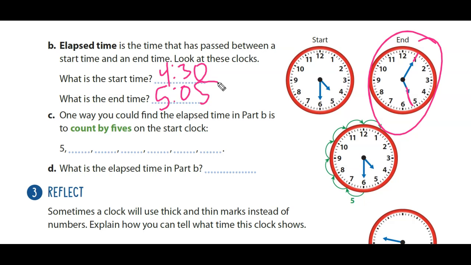One way you can find the elapsed time in part B is by counting by 5s on the start clock. So 5. What's next? 10. Keep going. 20, 25, 30, 35. Especially when you count by 5s. If I have to count by 1s, then I'll start with 5s first, and then however many single lines I have. So it says, what is the elapsed time in part B? How long did it take her? 35 minutes.